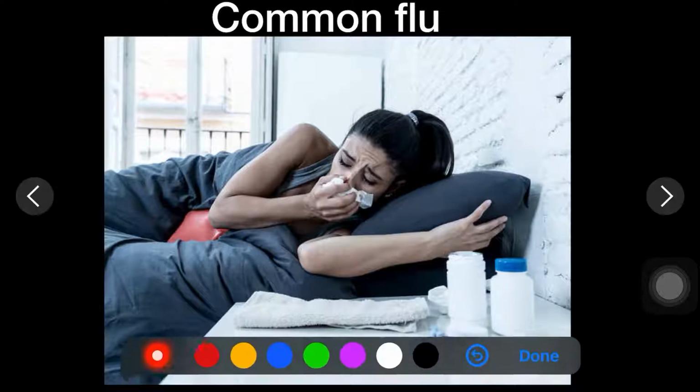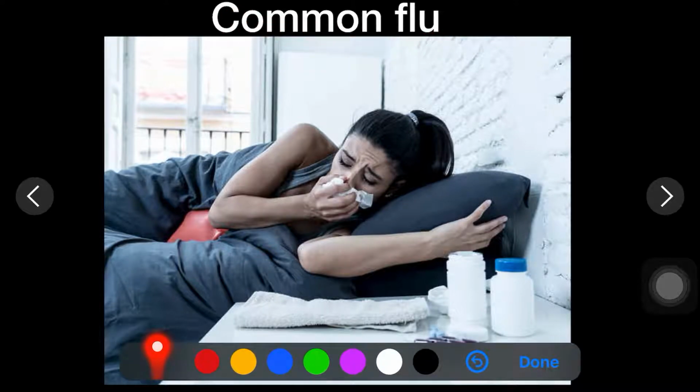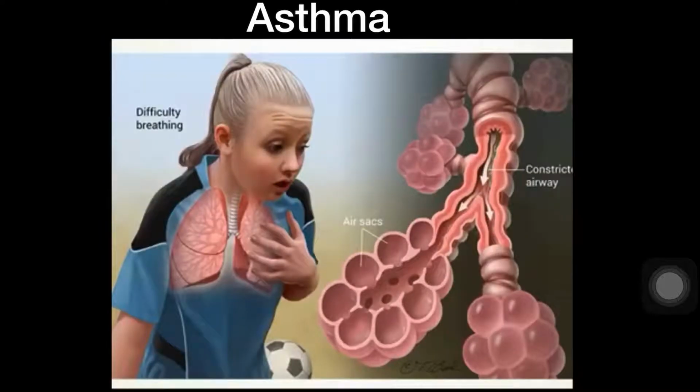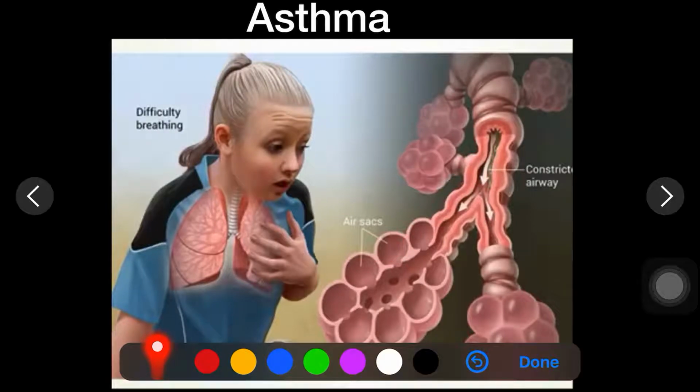Common flu, a common viral infection that affects lungs, nose and throat. Asthma, a condition in which a person's airways become inflamed, narrow and swell and produce extra mucus, which makes it difficult to breathe. Asthma can be minor or it can interfere with daily activities.